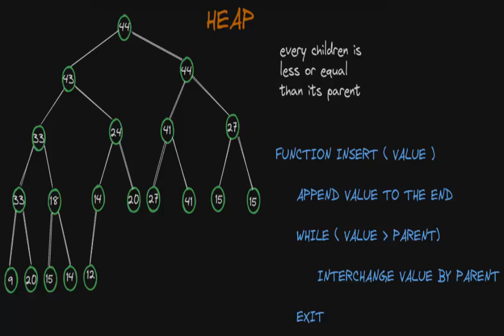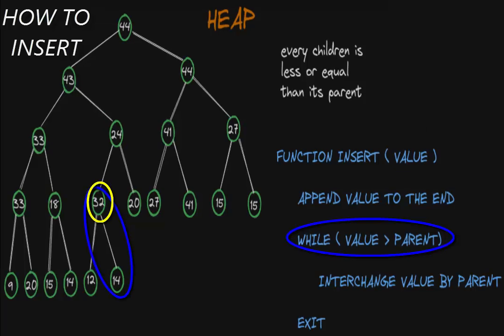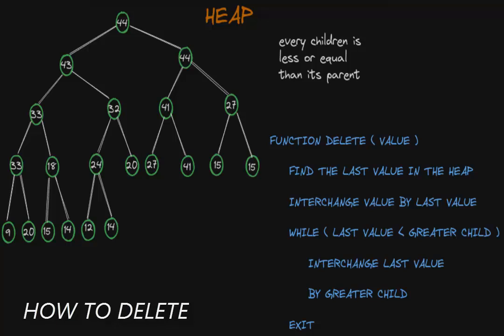Heaps are a special case of binary trees, arranging the elements in such a way that every ancestor is greater than or equal to its successors. This is known as a maximum heap. The process for insertion begins by appending a new element to the end, and while this condition is true, the new value will be swapped with its parent, ensuring the integrity.